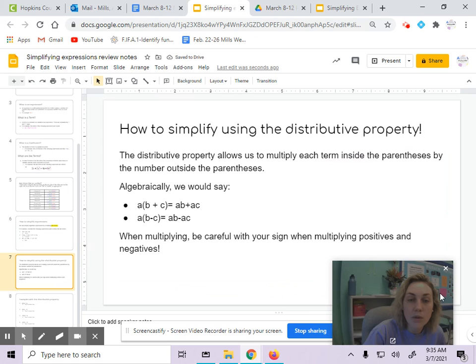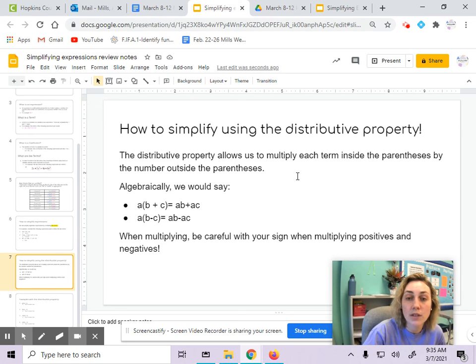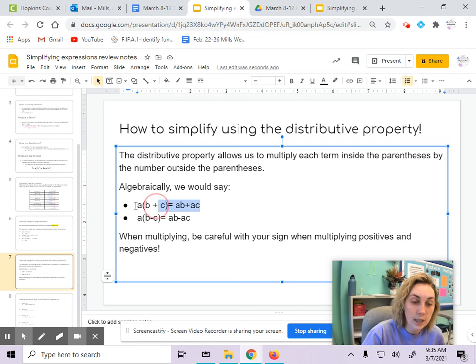And then the last thing we're going to talk about today is how to simplify using the distributive property. So when you have the distributive property, you can multiply each term inside the parentheses by the number outside the parentheses. So if we're looking at this one, I'll just write it here real quick. We have a in parentheses b plus c.